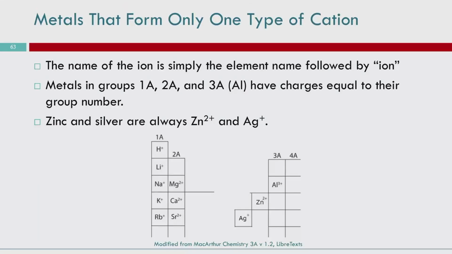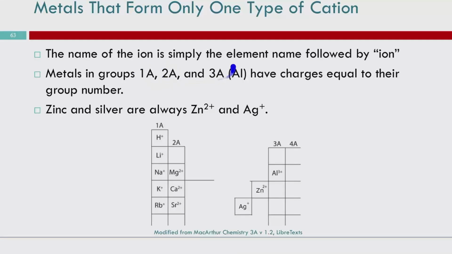So for metals that form only one type of cation, meaning that every time that we see it, we know with certainty it's this, whatever charge it is. So any of these, it's just the element name with ion after it. Any of our 1A, 2A, 3A groups, as well as zinc and silver, always the same charge every single time. Just memorize the one, and we're done. So for example, Zn2+ is the zinc ion.